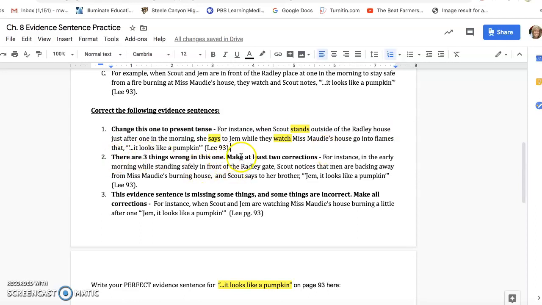There are 3 things wrong with this one, and you need to make at least 2 corrections. So let's take a look at it. For instance, in the early morning, while standing safely in front of the Radley gate, Scout notices that men are backing away from Miss Maudie's burning house, and Scout says to her brother, Jem, "It looks like a pumpkin."